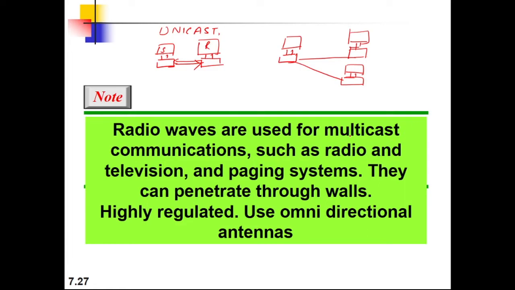If we want to send our information to more than one device, we can use radio waves, such as in radio, television and paging systems. And they can penetrate through walls. If your rooms are closed, with windows and doors closed, the signal can still come to our radio or television. So radio waves can penetrate through walls. Remember it.